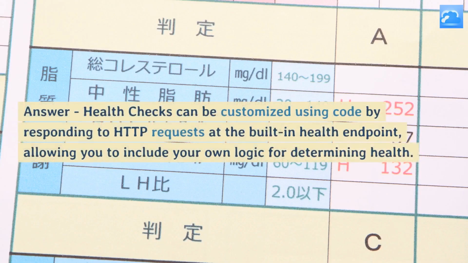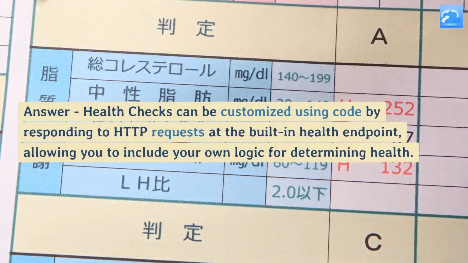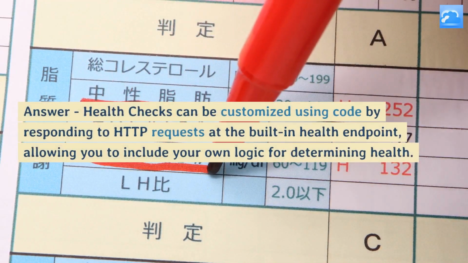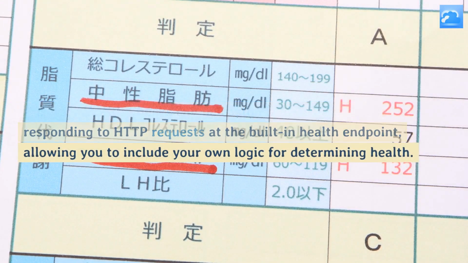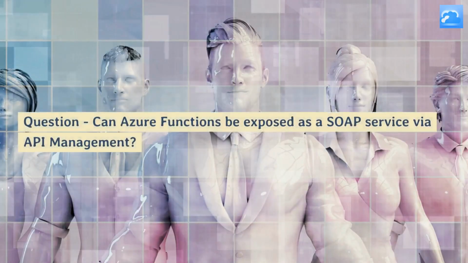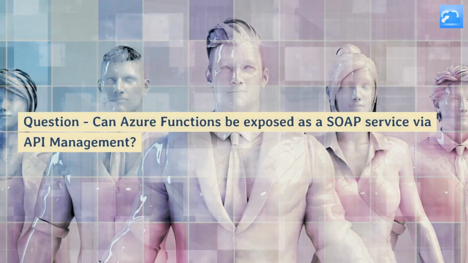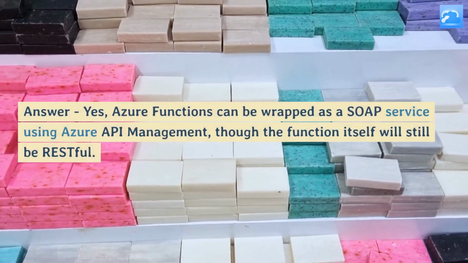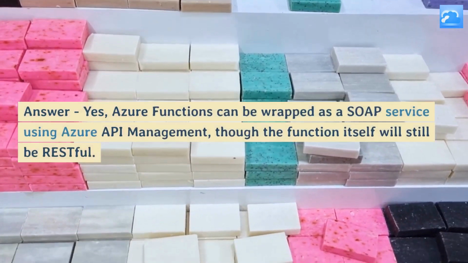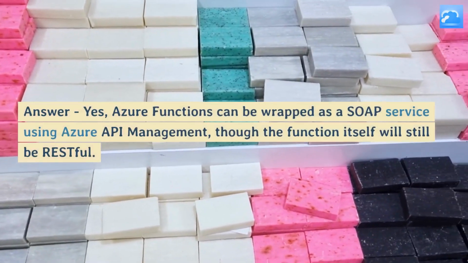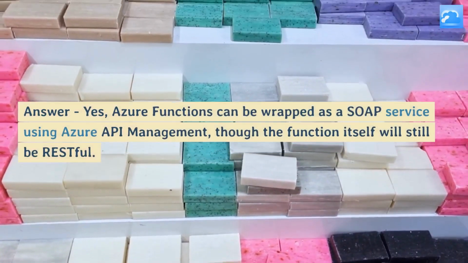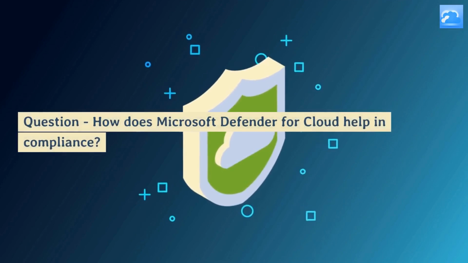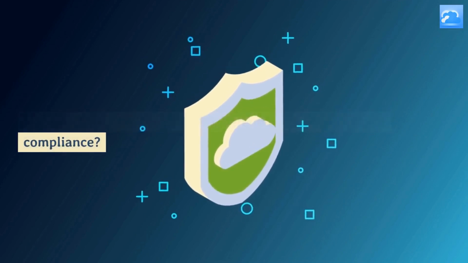Answer: Health checks can be customized using code by responding to HTTP requests at the built-in health endpoint, allowing you to include your own logic for determining health. Question: Can Azure Functions be exposed as a SOAP service via API Management? Answer: Yes. Azure Functions can be wrapped as a SOAP service using Azure API Management, though the function itself will still be RESTful. Question: How does Microsoft Defender for Cloud help in compliance?